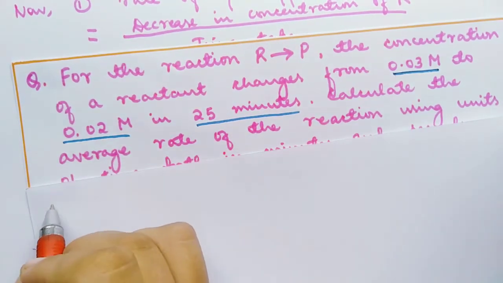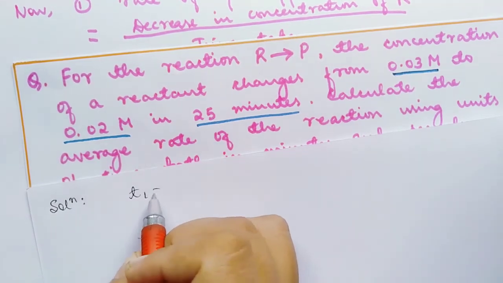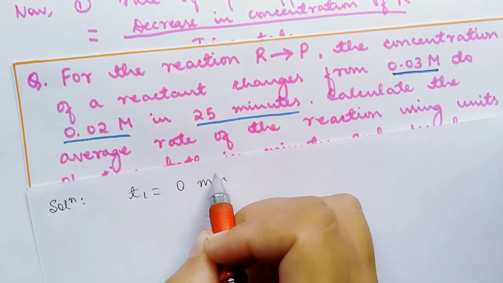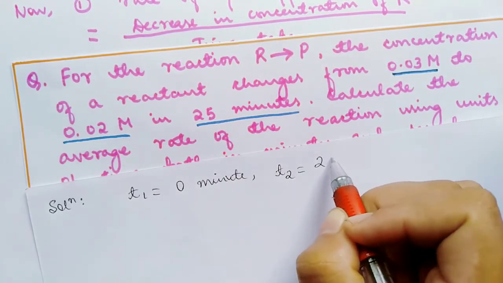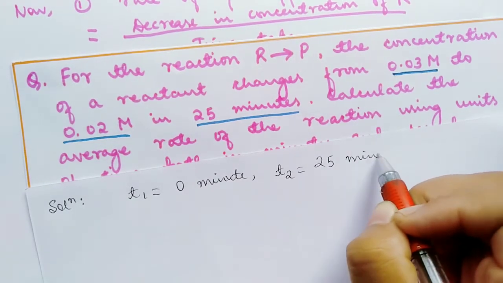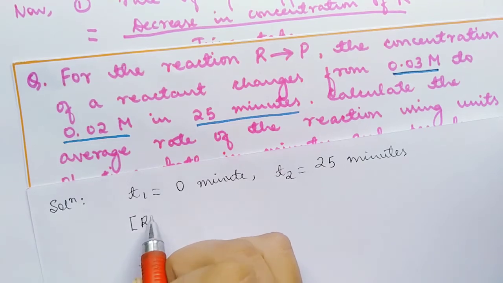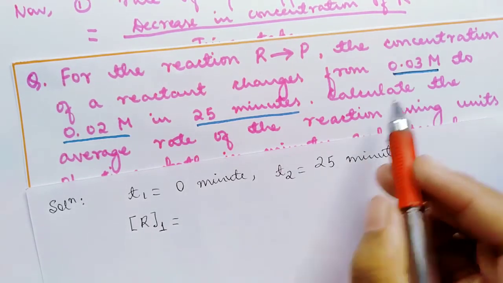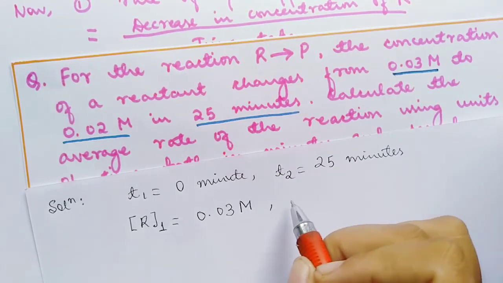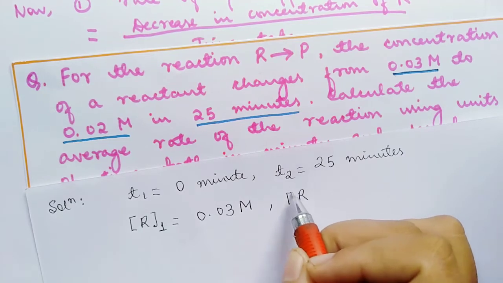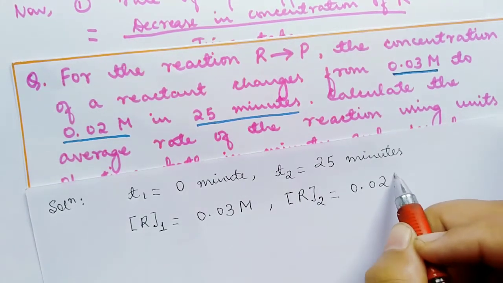Solution. What is T1? 0 minute. And then time T2, it is 25 minutes. Concentration of the reactant R at time T1 is equal to 0.03 molar. And that at time T2 is equal to 0.02 molar.